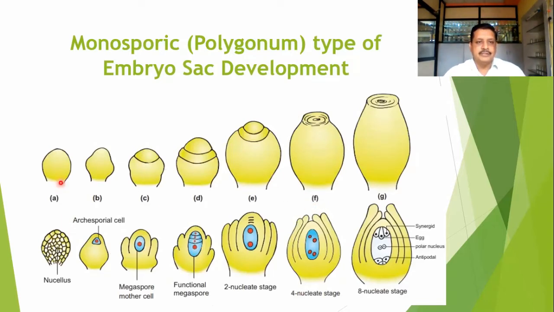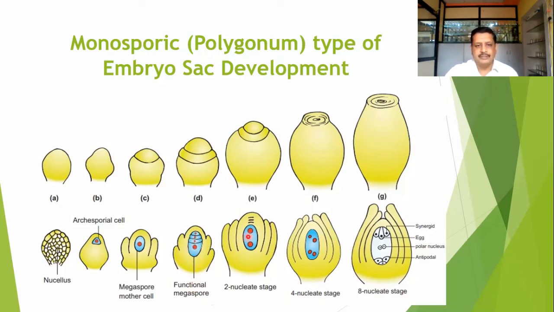Here you can find a single mass of cells where one cell gets recognized as an archesporial cell. This archesporial cell is now transformed into a megaspore mother cell, and this megaspore mother cell further gets divided. आता इथे आपण 4 सेल्ड स्ट्रक्चर तयार झालेला आहे. This 4 cell structure, functional megaspore जो आहे तो इथे आपण दाखवलेला आहे.